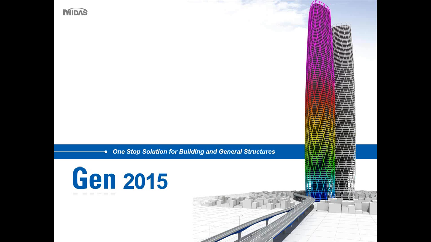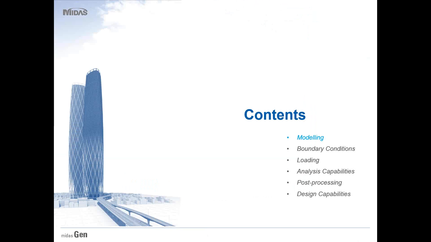Why are we saying this is a one-step solution for the building and the general structure? I will show you in the demonstration. It's a complete package, so whether it is a concrete structure, steel structure, or plant structure, any type of structure you can model in this software and get the design also. That's why we say it's a one-stop solution. The contents I cover in this presentation are modeling, boundary condition, loading, analysis capabilities, post processing, and the design capability.